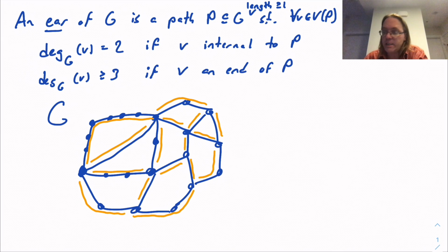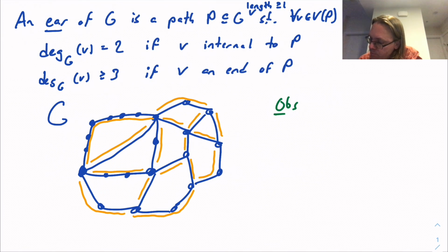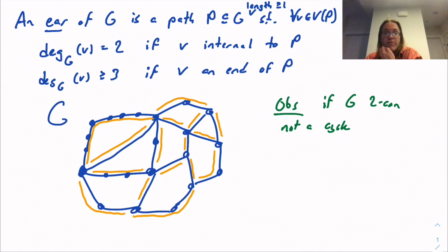Now there's an easy observation here, is that if G is 2 connected and not a cycle, then every edge is contained in a unique ear.